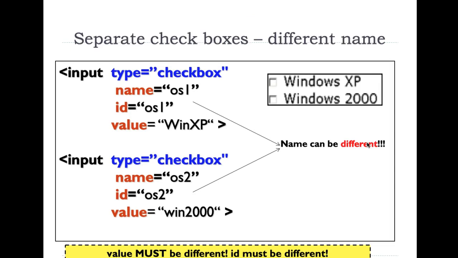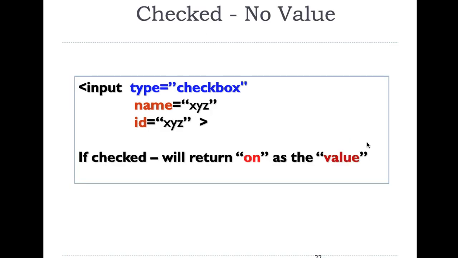And in this case, we have separate checkboxes, and the names can be completely different. In this case, we wouldn't send multiple arrays. We would send OS1 as being true or false, and OS2 as being true or false. We wouldn't send that list of data. All right, so this is checked with no value. If it's checked, it'll return on or true as the value because there is no value here, but XYZ would be on for the server-sided script.